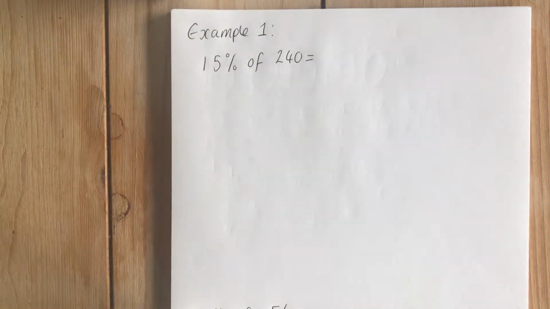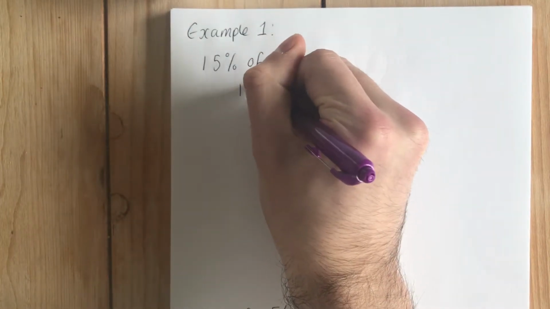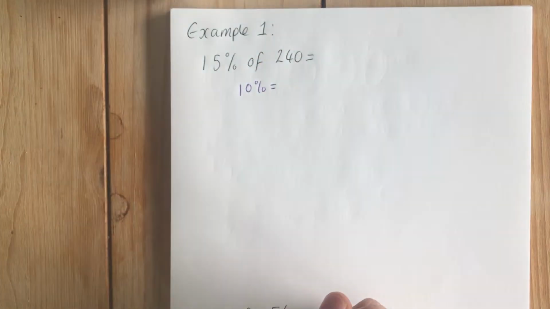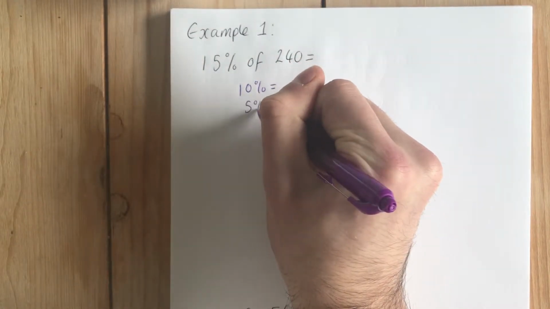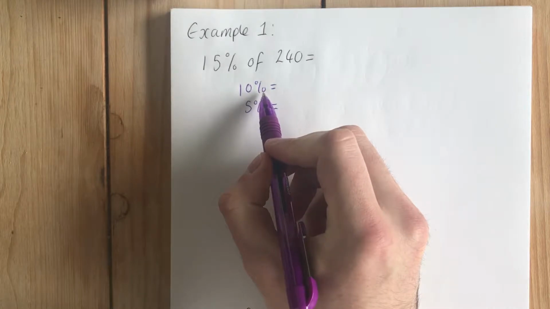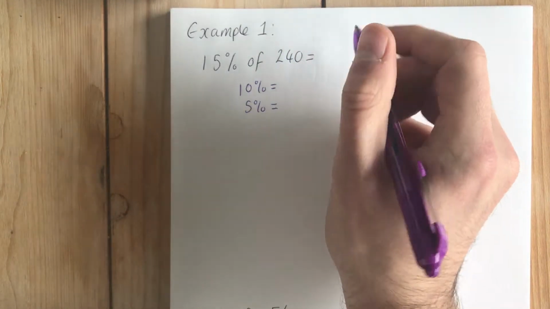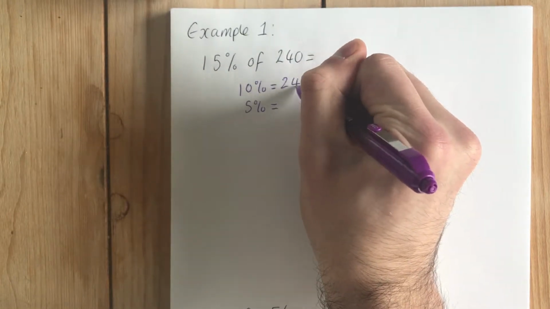So example 1, it says find 15% of 240. Now, in order to make 15%, I need to know what 10% equals and what 5% equals. To find 10%, I divide the amount by 10. So 240 divided by 10 gives me 24.